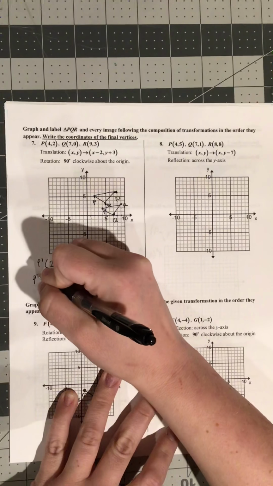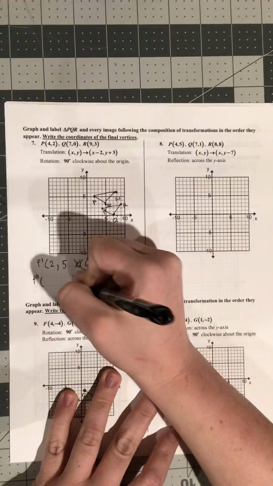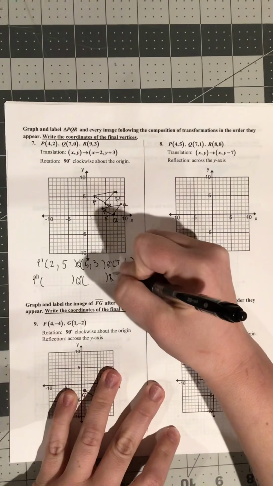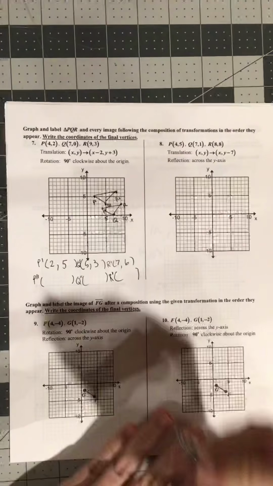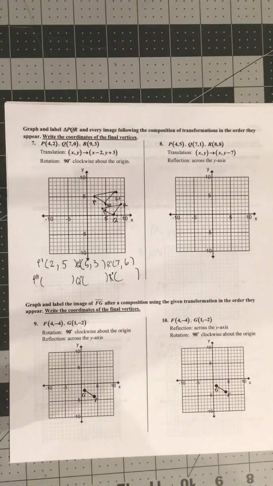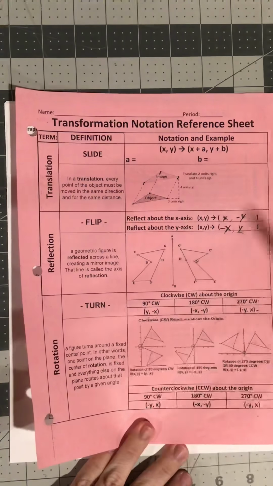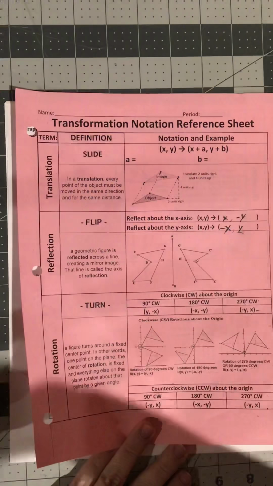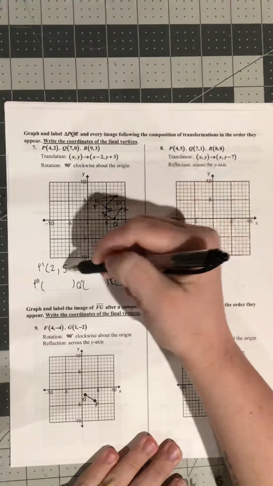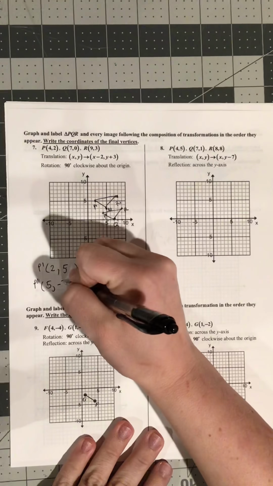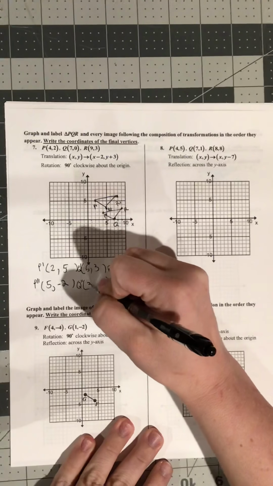So now our P double prime, and our Q double prime, and our R double prime. This says they want it 90 degrees clockwise about the origin. Well, what did we learn? Well, we learned 90 degrees clockwise, the y coordinates move up, the x coordinates move behind, and switch signs. So the y coordinates of this guy move up, and the x's move behind and change signs.